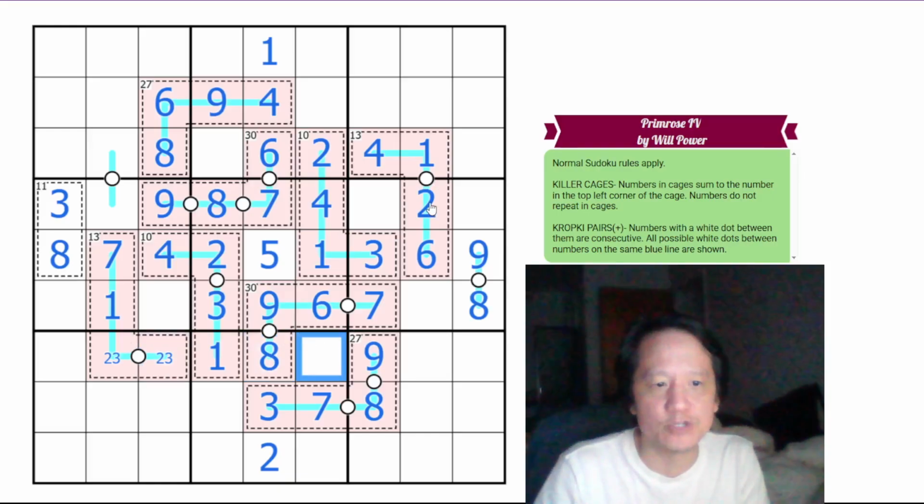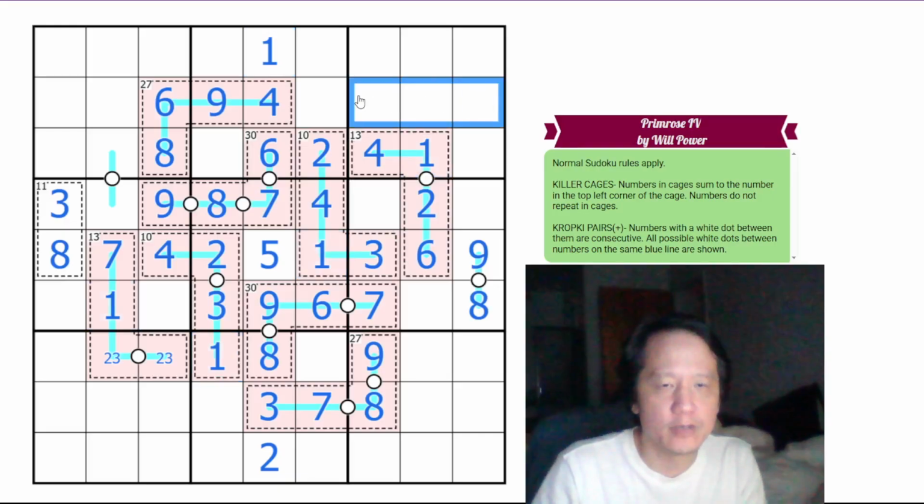And the rest we do with just normal Sudoku. We have the ones. Where is the 1 in row 2? Can't be here because of the 1 in the box. Can't be here because of the 1 in the box. Can't be here because of the 1 in the column, so this must be 1.